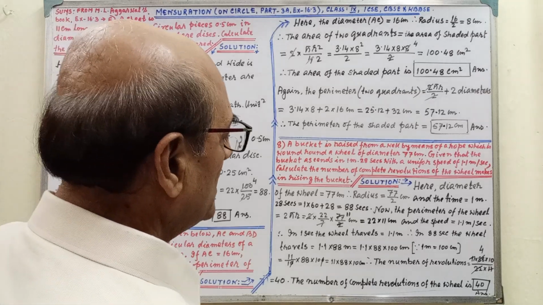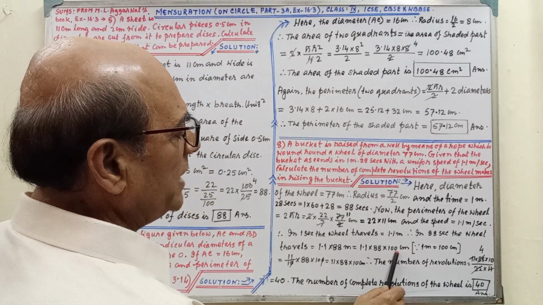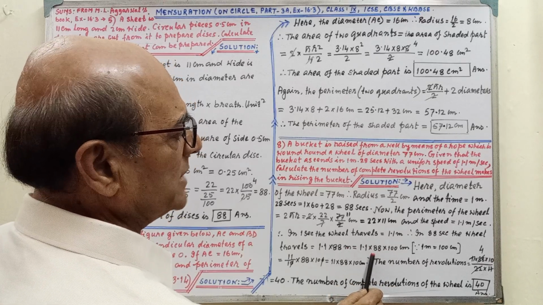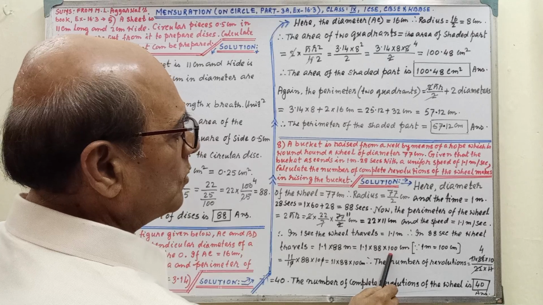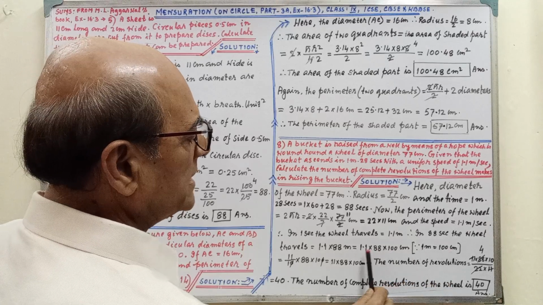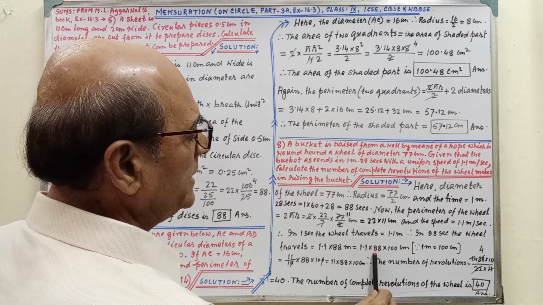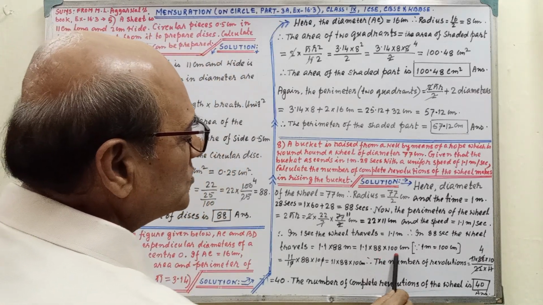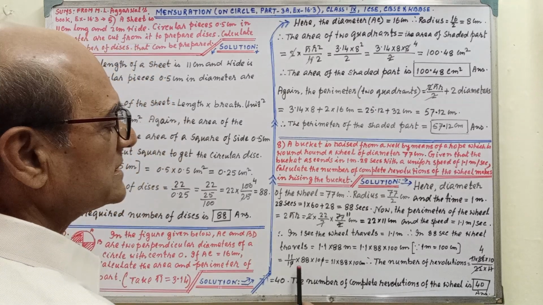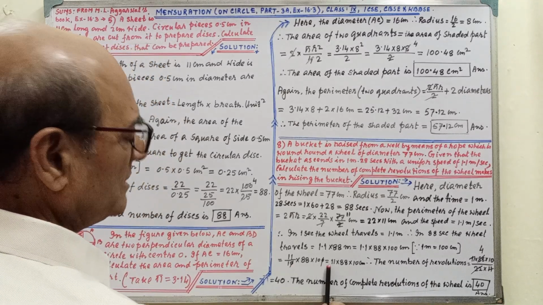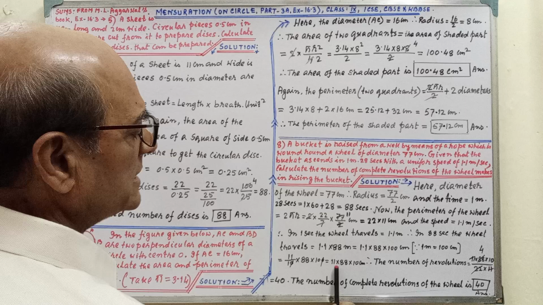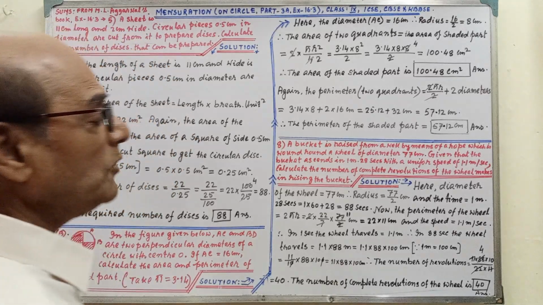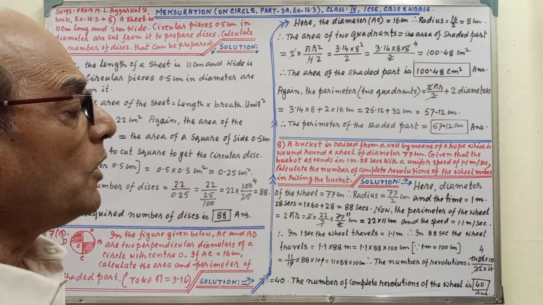By calculation we are getting this in meters, and we have to convert into centimeters. This is why 1 meter equals 100 centimeters. So 1.1 into 88 into 100 centimeters. Without multiplication, we are keeping it in this way. By a little simplification, we are getting this. Now we have to find out the number of revolutions.